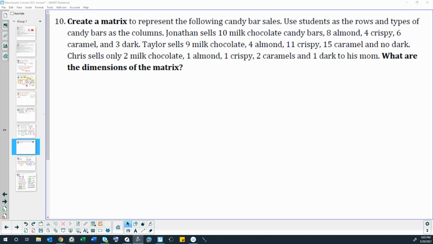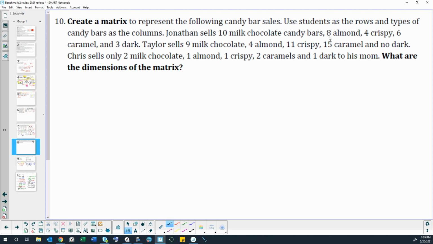Question 10. Create a matrix to represent the following candy bar sales. Use students as the rows and types of candy bars as columns. This is on our Modern Math review assignment for our Semester 2 benchmark.